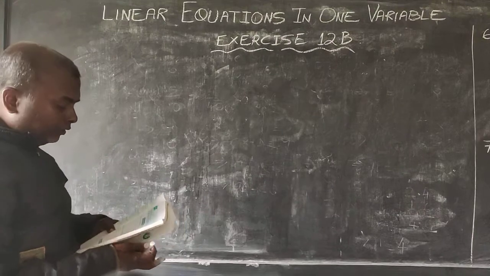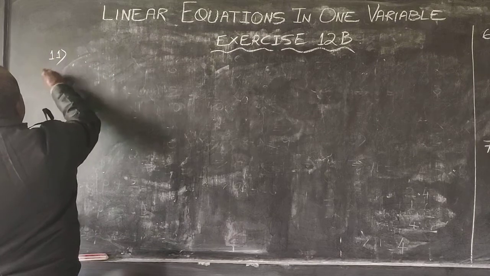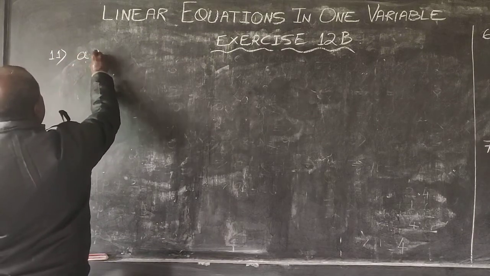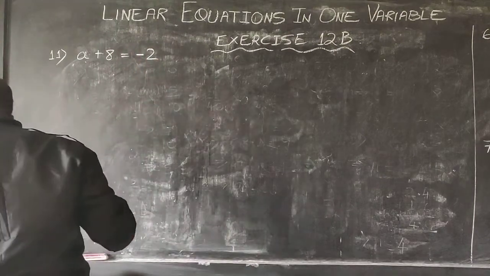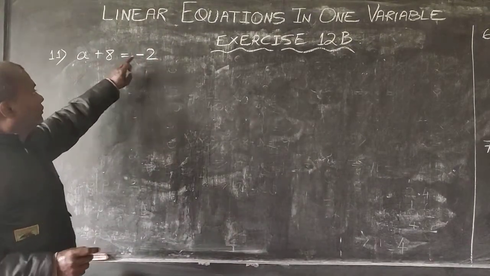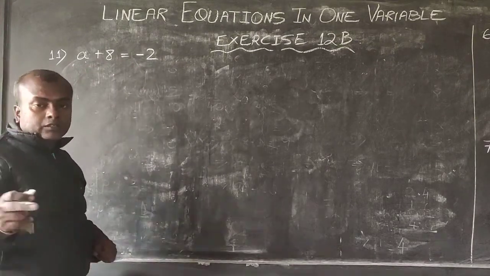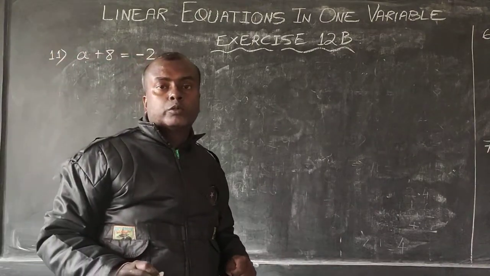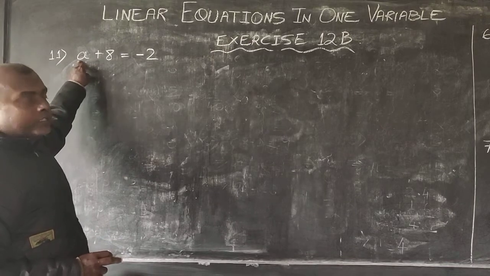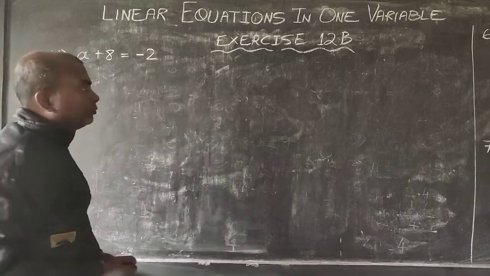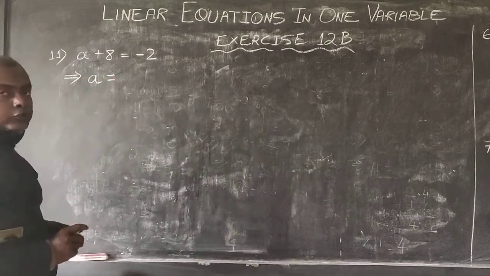Let's do question number 11 now. You have a plus 8 equals minus 2. Again, now we are returning back to the previous type, like question number 1, 2, 3 and 4. In those we had seen which variable had some plus number or minus number. So a is the variable. A has to be isolated.